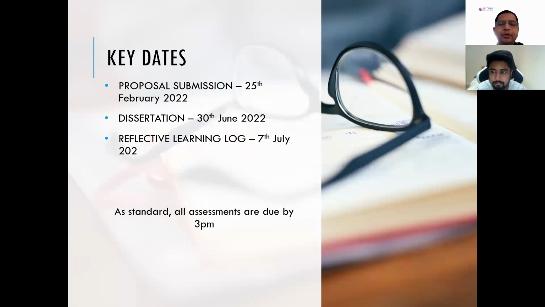Right. So key dates you need to remember. This is important. Proposal submission is by the 25th of February. You need to submit your proposal. And your dissertation you need to submit by 30th June, the 15,000 words. And for your reflective blog you will be given another 7 or 8 days, by 7 July. This is how you will complete all the 3 sections and the requirements for the UOG thesis.